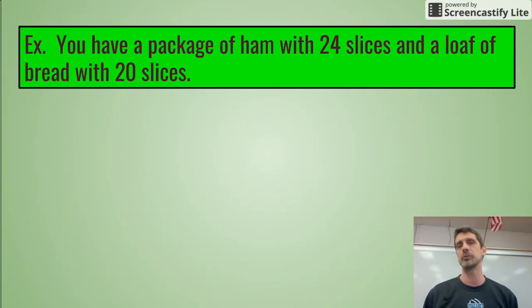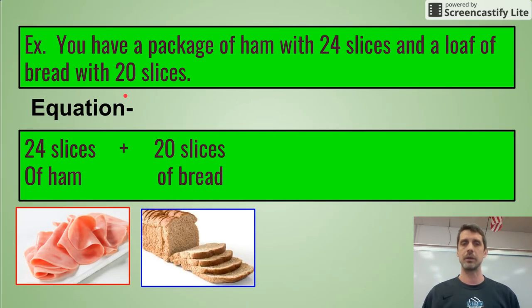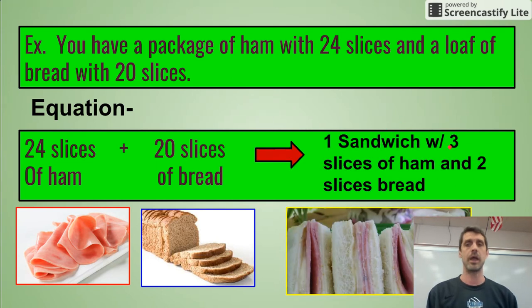Let's say you had a package of ham that has 24 slices in it, and a loaf of bread that has 20 slices. And let's say the sandwich that I prefer to have is going to have 3 slices of ham on it and 2 slices of bread. So I've got 24 ham, 20 bread. How many sandwiches am I really going to ultimately make? And is there going to be anything left over from this reactant side?